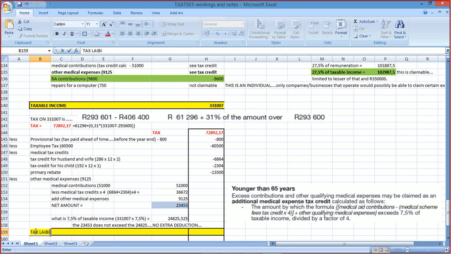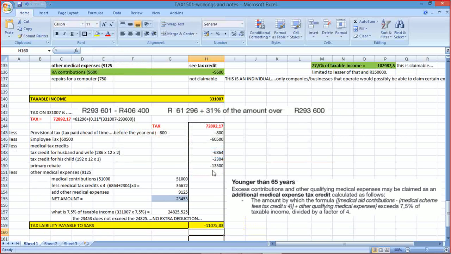Tax liability payable to SARS. Let's work it out. There's his tax minus all the other stuff. 11,075 rand 83 is going to be payable by him to SARS. Got that?